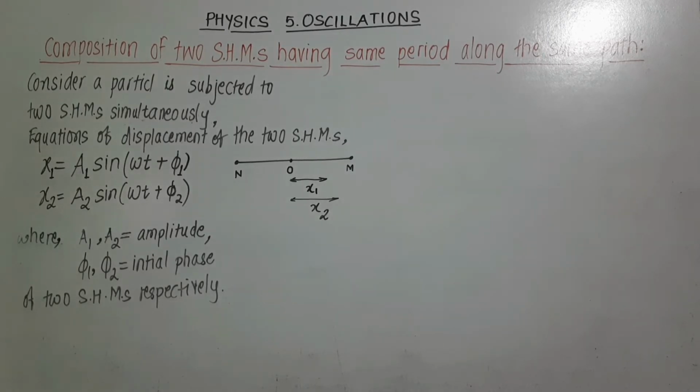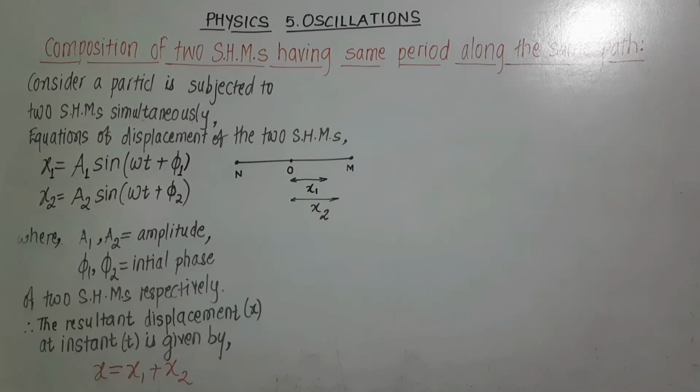Now in this case, what will be the resultant displacement? The displacement of that particle because of these two SHMs will be different, and it is the vector sum of the displacement due to each SHM. Therefore we can write the resultant displacement x due to these two SHMs at any instant t as x = x1 + x2. This is the vector sum of the two displacements.